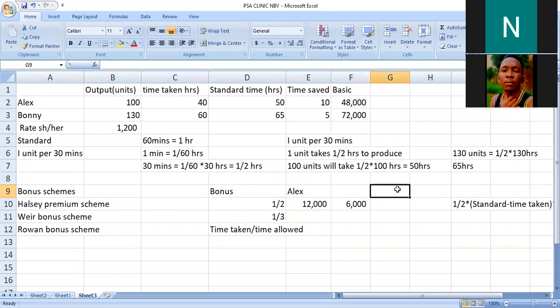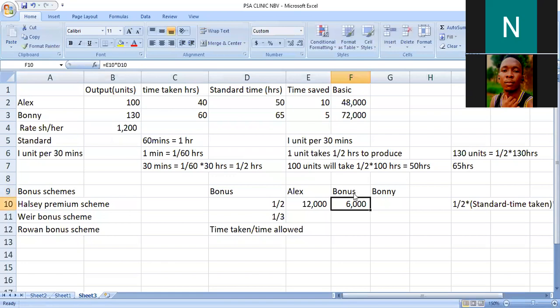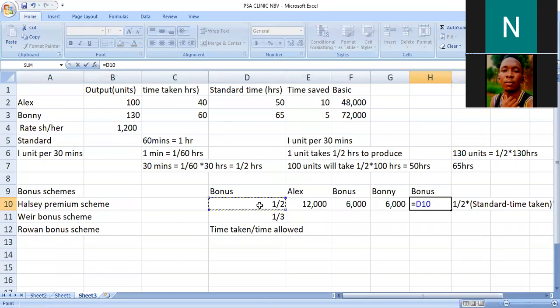Then let's look at Bonnie. This is supposed to be the bonus. Alex's bonus is that. Then Bonnie's bonus is going to be like this. Time saved is 5, times the rate at which it's supposed to be received, which is 1,200. But it's supposed to take only a fraction of that, half of that. Hence, this half times the total bonus you should have gotten. So that is Bonnie for you, and that is her premium.